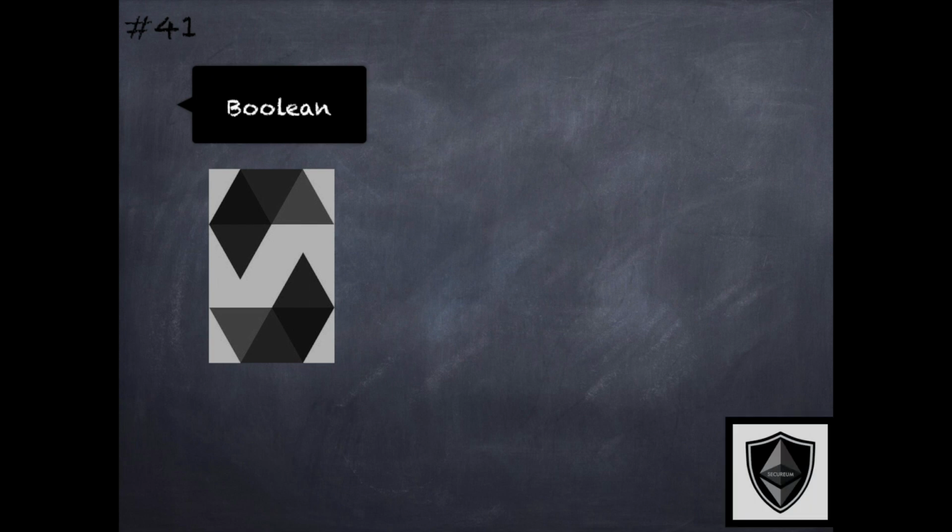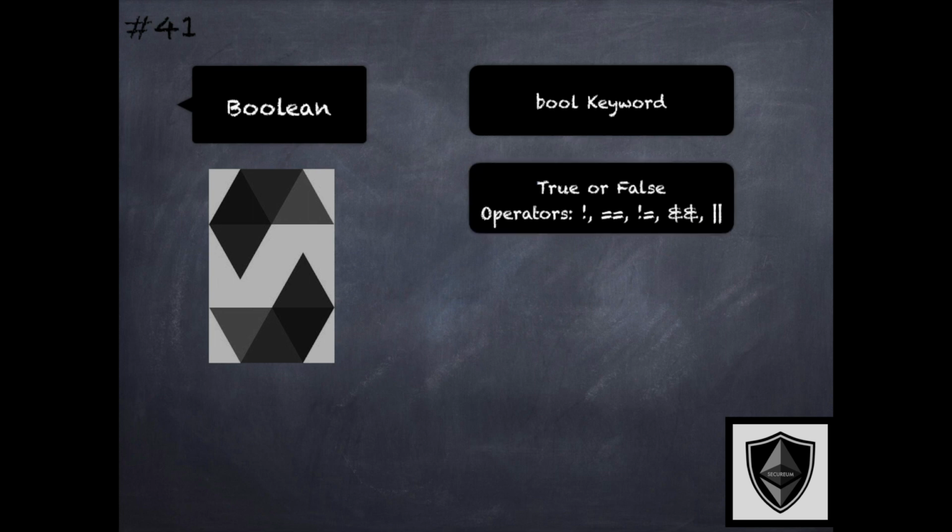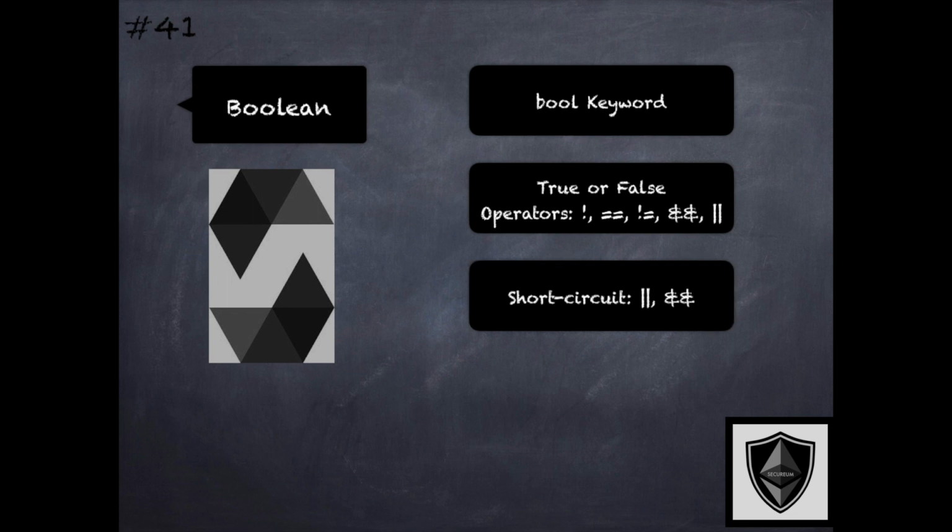Let's now discuss the different types in Solidity in a bit more detail. Starting off with the Boolean type. Boolean types are declared using the bool keyword, and they can really have only two possible values, true or false. There are 5 operators that can operate on Boolean types: the logical negation or not operator, the equality operator, inequality, and finally the and and or operators, also known as logical conjunction and logical disjunction operators.